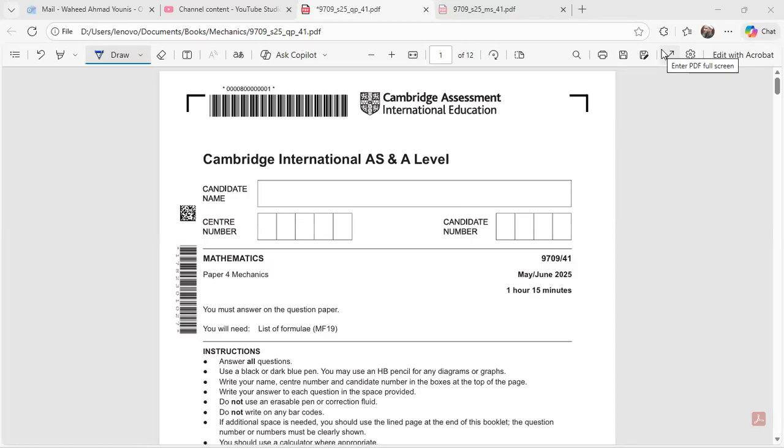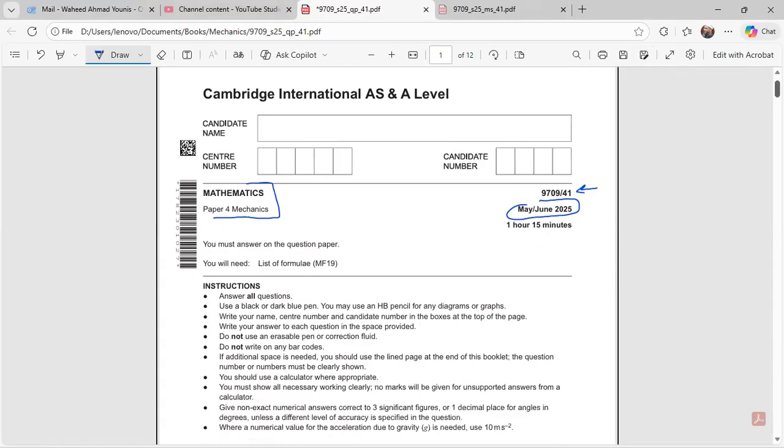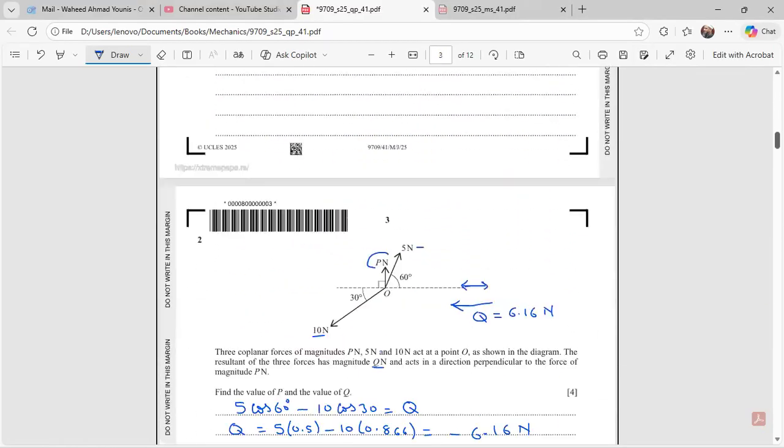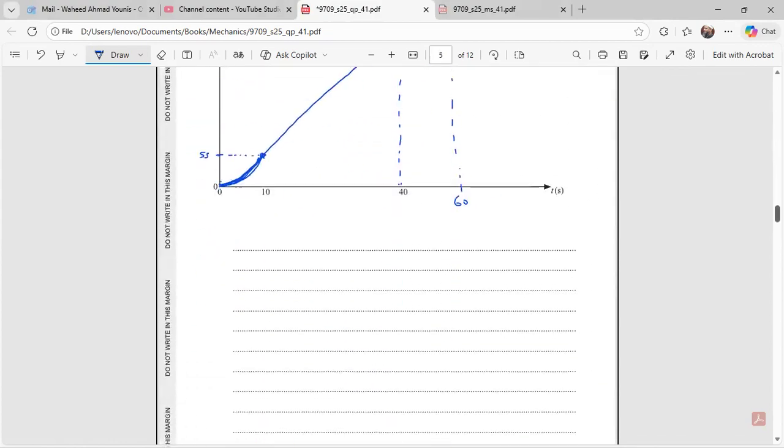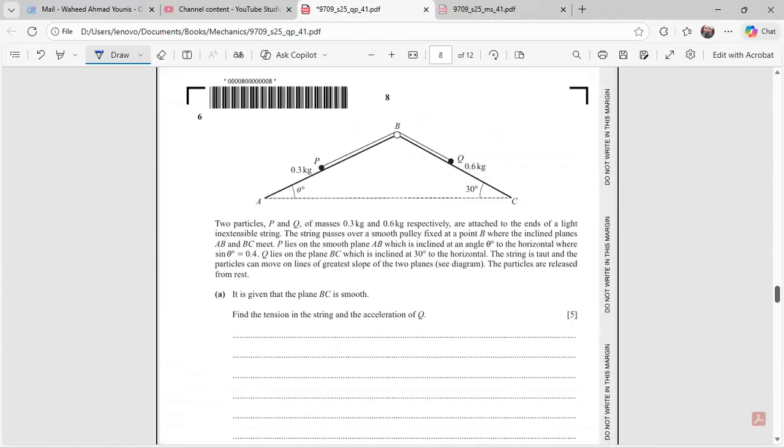We have been solving these past exam question papers. Right now we are doing the May June 2025 version 41, and this is mathematics, mechanics. We have solved the first five questions. You can check my previous videos. Today we will be doing the last two questions, question number 6 and 7. You can see the solution in the previous videos, and we will do question number 6 today.